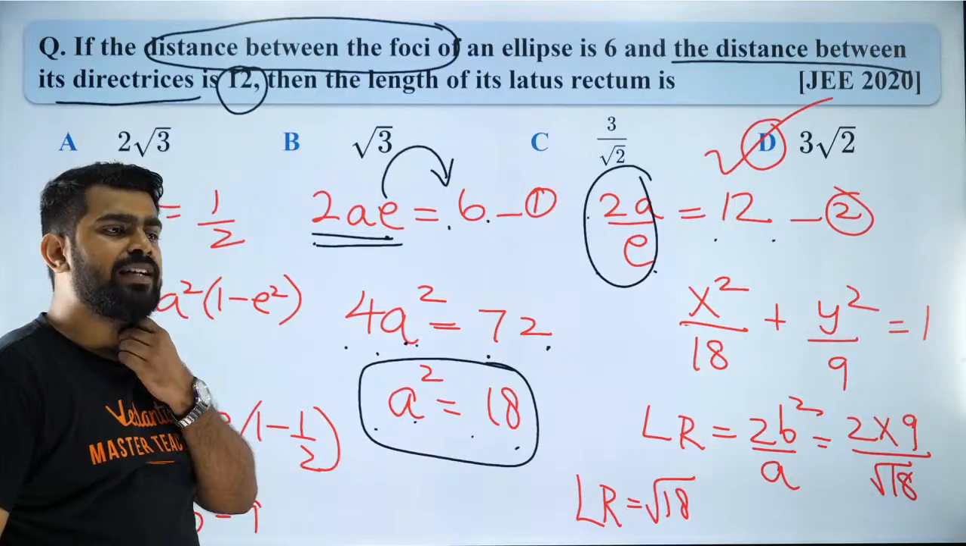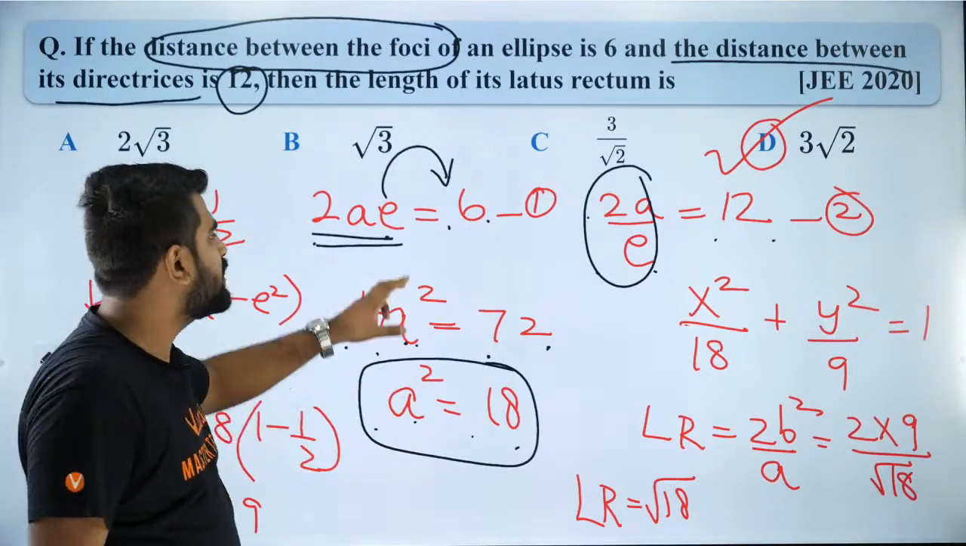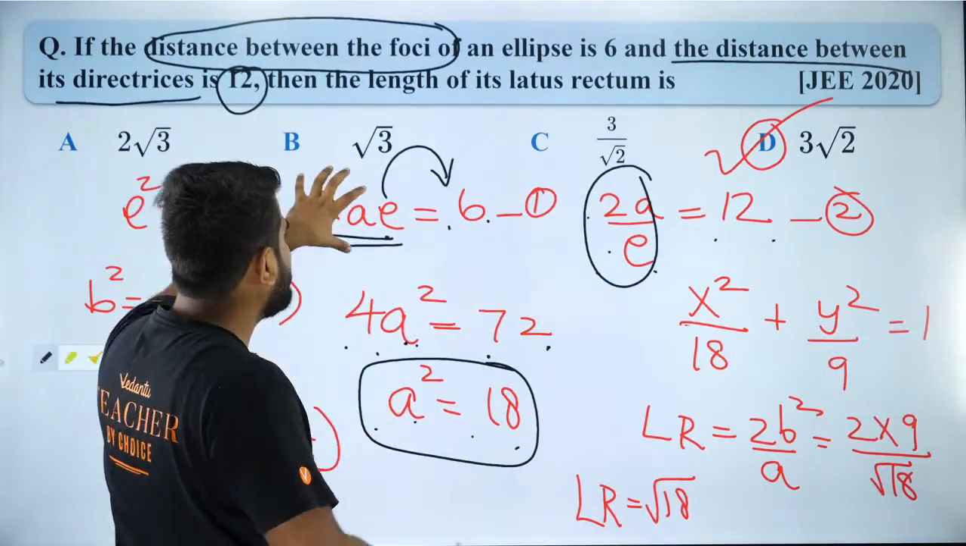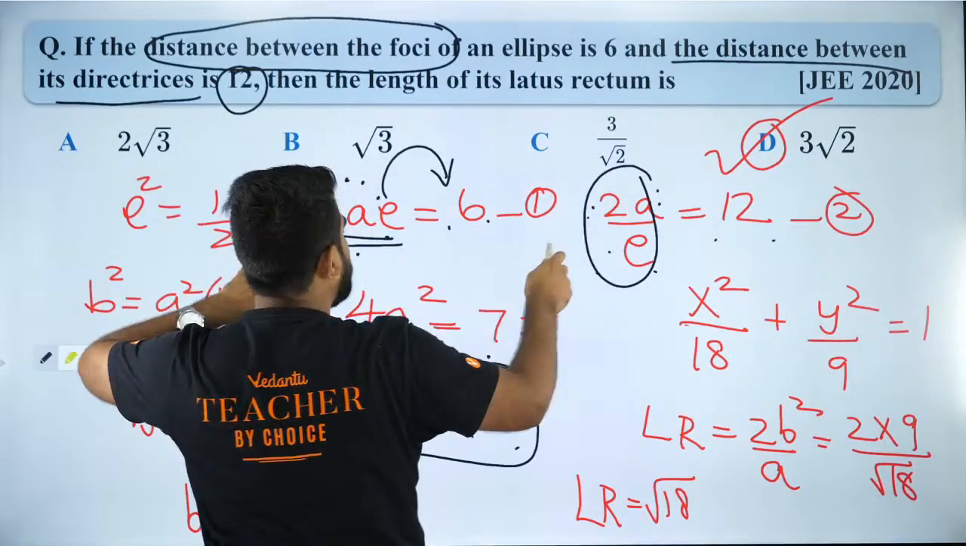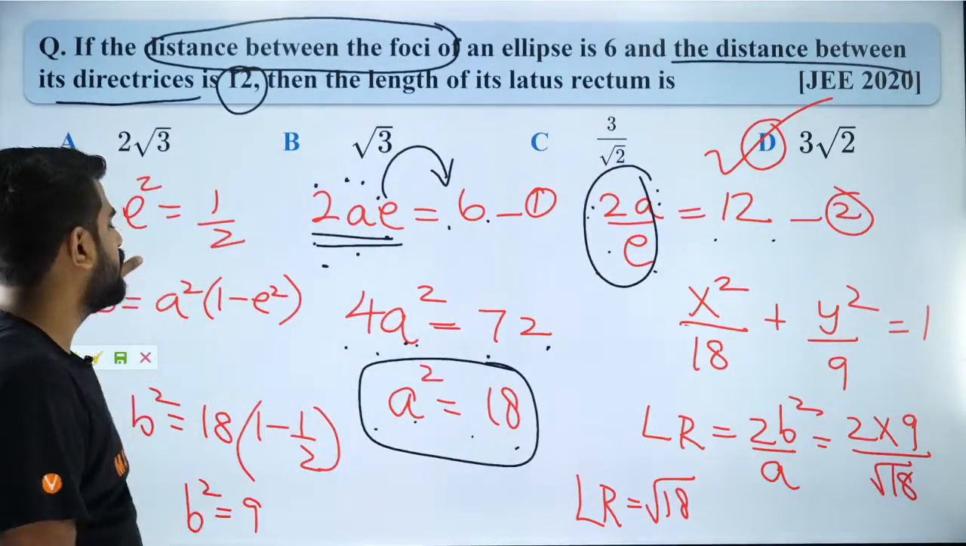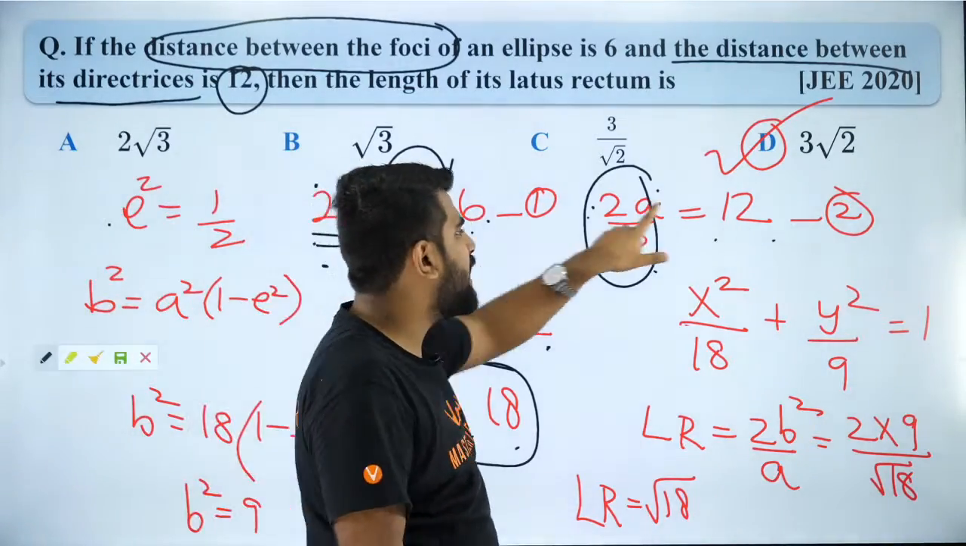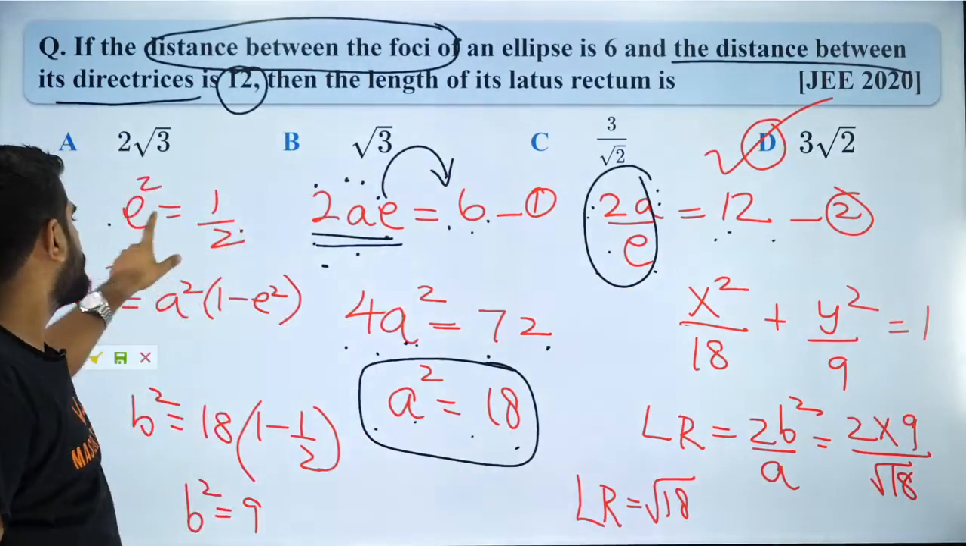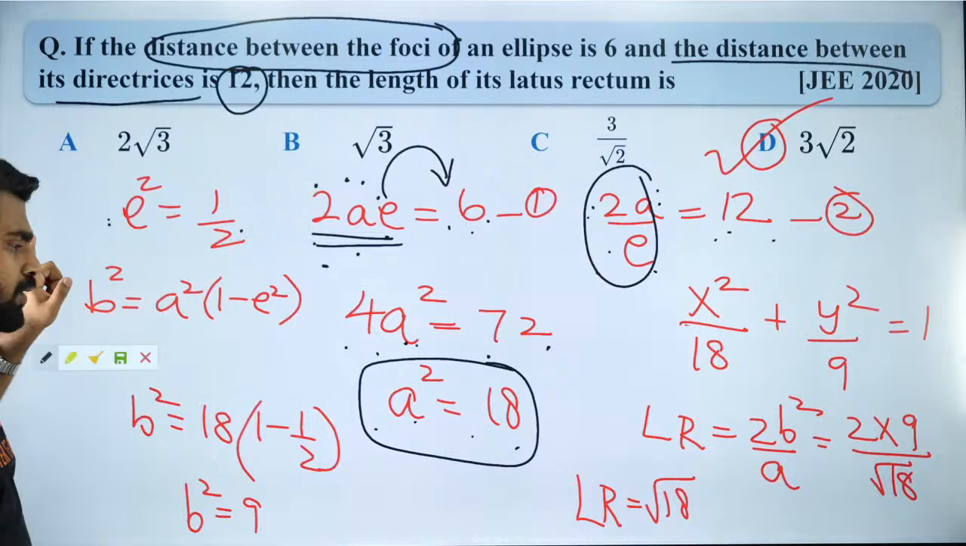Are you able to understand? Now, next what I do is I divide both of them. So if I divide this by this, 2A and 2A will get cancelled. E by 1 by E will become E square. And on the right hand side, 6 by 12 will become half. So I'll have E square equal to 1 by 2.